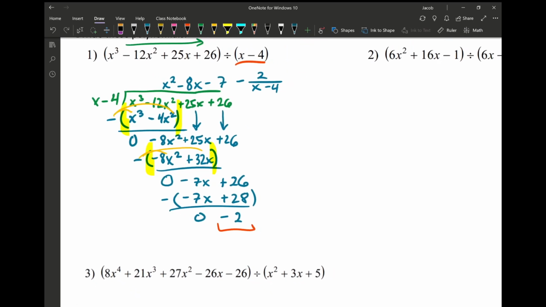And that's our answer as well. If we wanted to check to see if we did it right, then we could multiply x minus 4 back through everything, and then we could find the initial polynomial, but that's the ticket there.